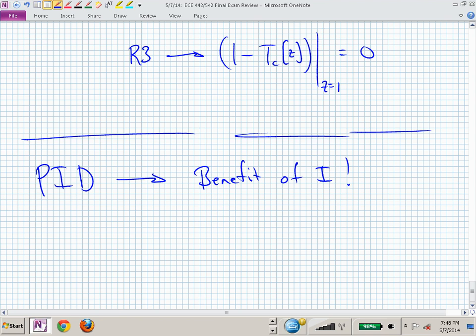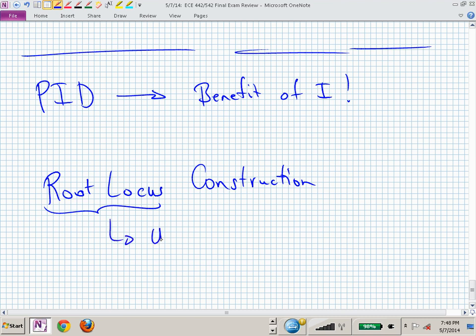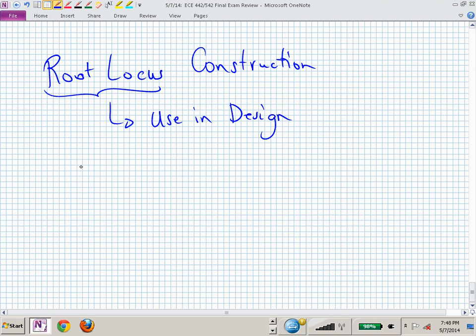Now, if we're dealing with PID controllers, we probably need to understand root locus construction. And not only construction, but also how do you use root locus in a design setting.